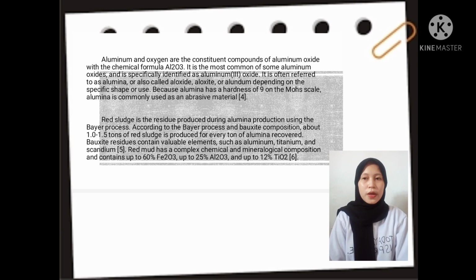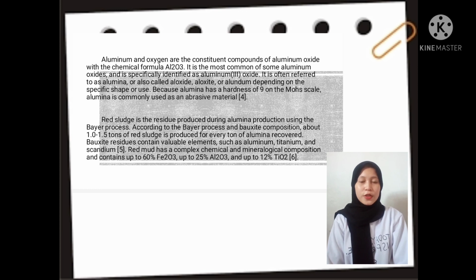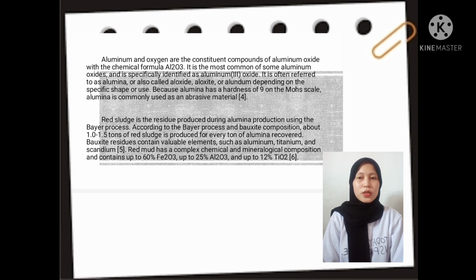Aluminum and oxygen are the constituent compounds of aluminum oxide with the chemical formula Al2O3. It is the most common of several aluminum oxides and is specifically identified as aluminum(III) oxide. It is often referred to as alumina, or also called oxide of aluminum, depending on the specific shape or use. Because alumina has a hardness of 7 on the Mohs scale, alumina is commonly used as an abrasive material.